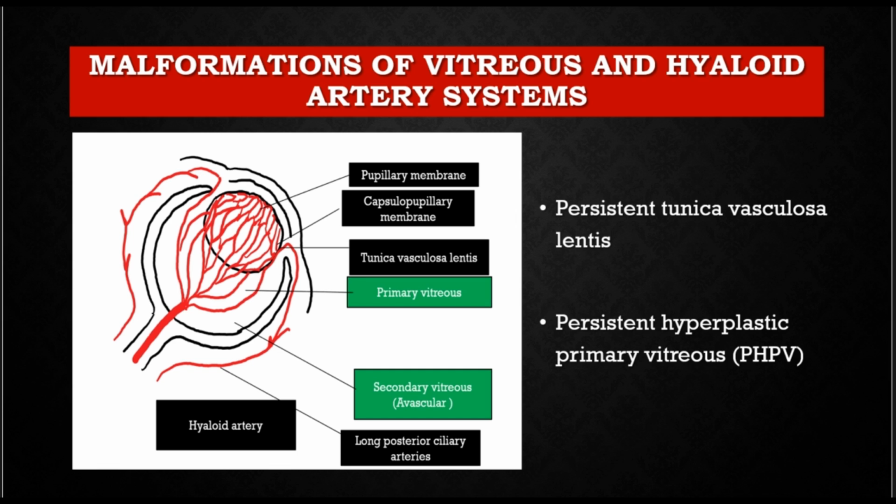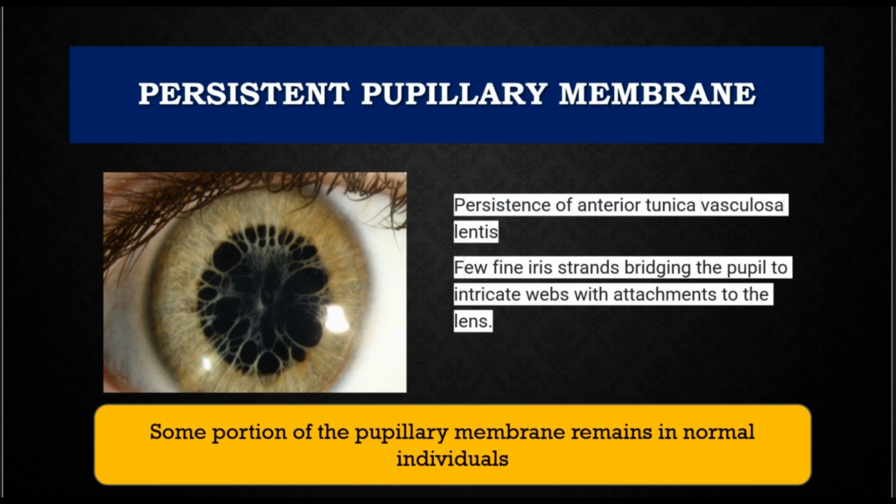Now, if the vessels on the anterior part are persisting near the lens, it is known as the persistent tunica vasculosa lentis. And if the hyaloid artery in the posterior aspect of the eye is persisting, that is known as the persistent hyperplastic primary vitreous, or the PHPV. Okay, now let us see a few examples.